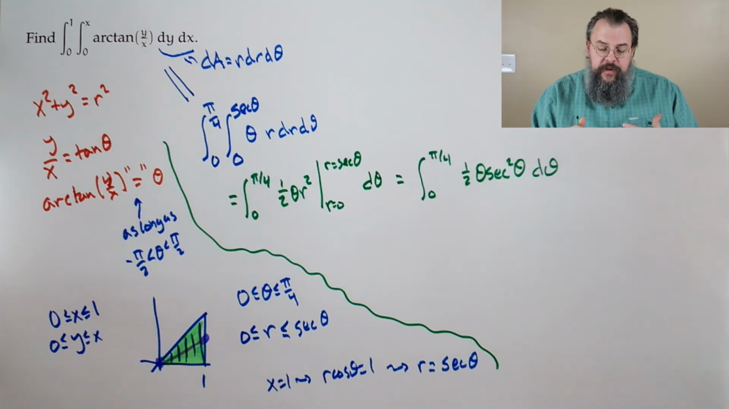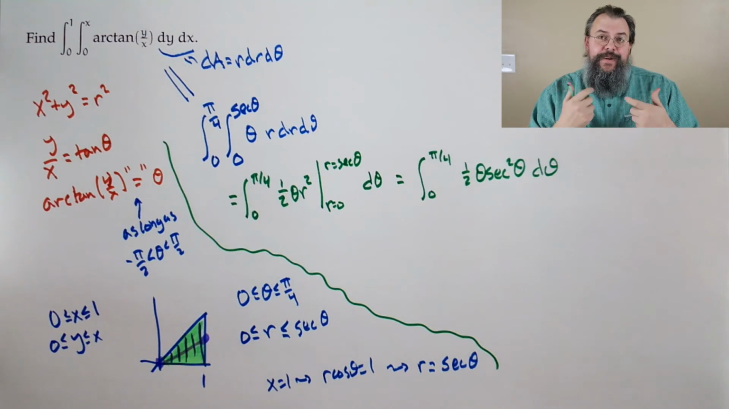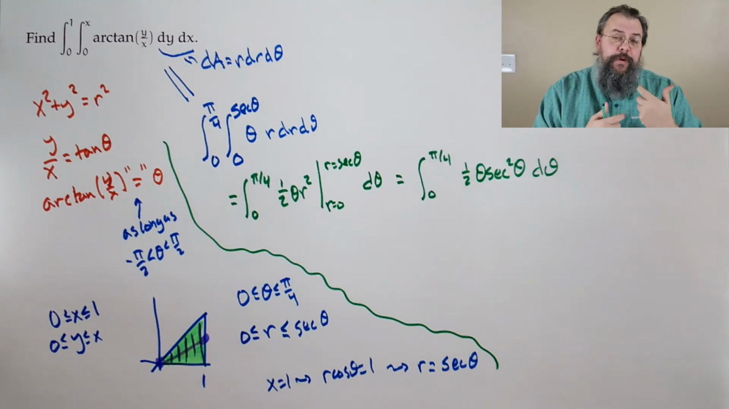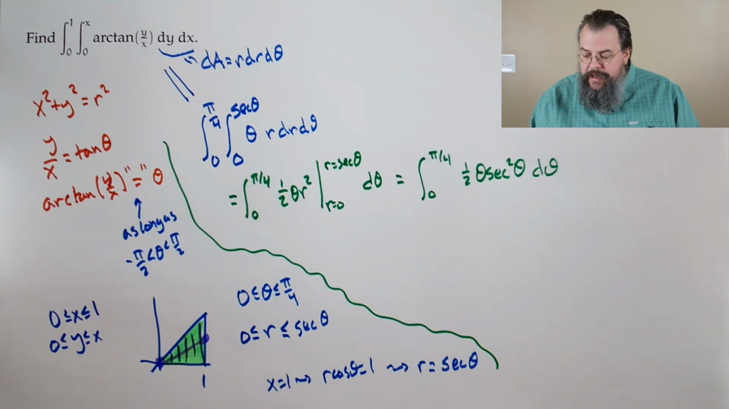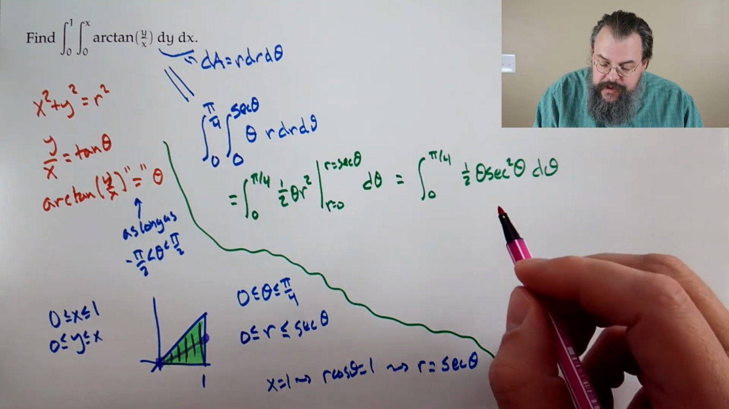Looking at this, what do we see? Well, there's the secant squared, there's the theta. So it's kind of a mixture of polynomial and trigonometry. And when we see that, we usually say, okay, parts. So let's do some parts.